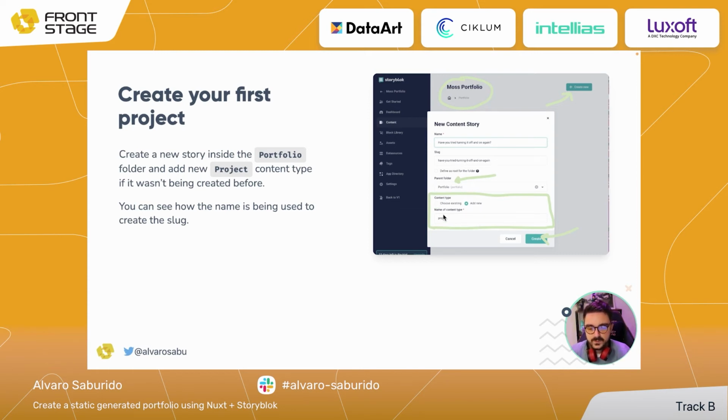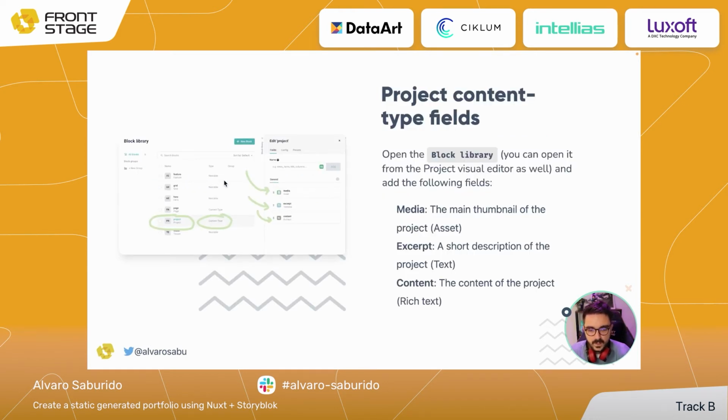So for the name of the content type, when we check add new, we're gonna call it project. This will allow us to create all the different projects inside this folder. If we click create, we are gonna be prompted with a modal that says edit the project.